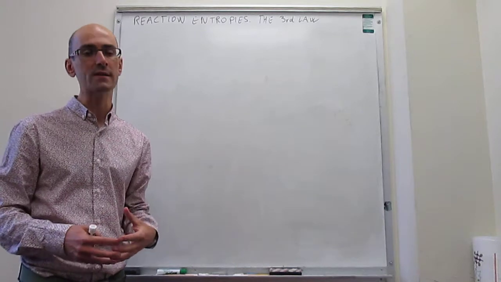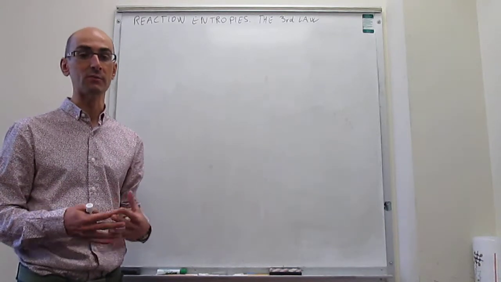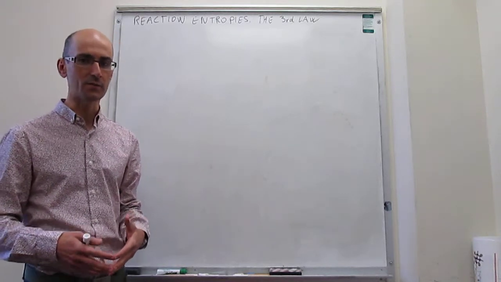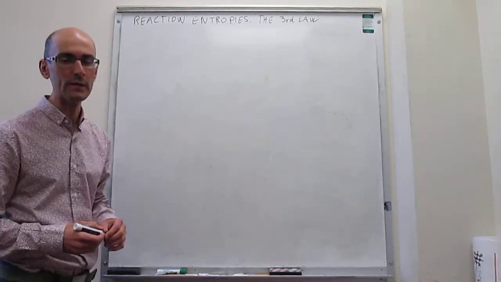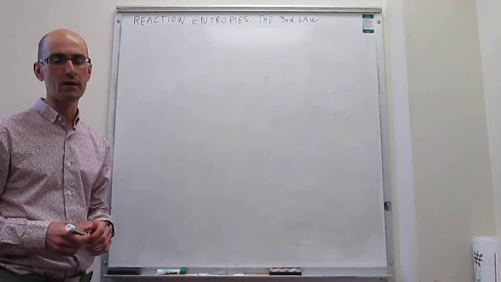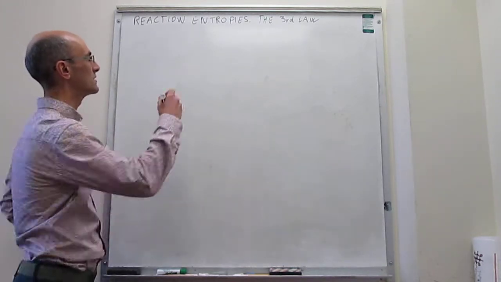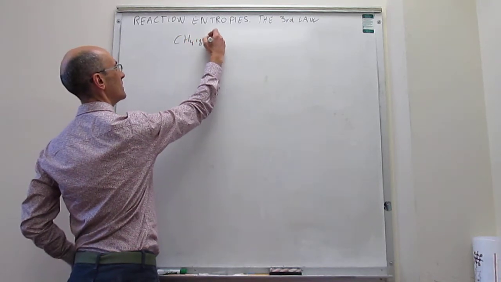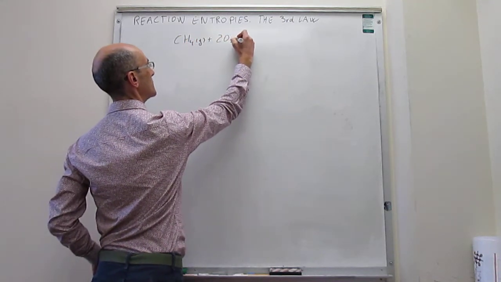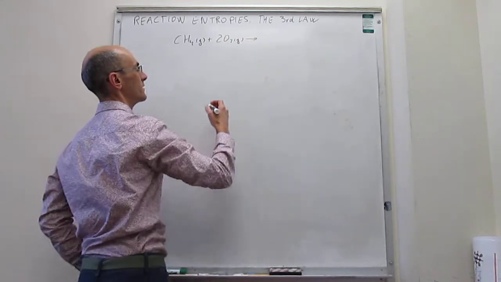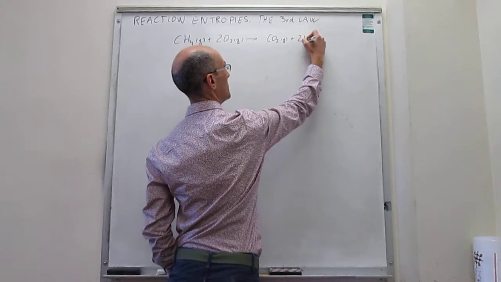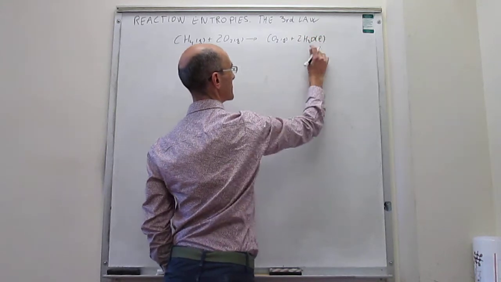We would like to predict whether a given chemical reaction is spontaneous or not, and that necessitates the calculation of the reaction entropies. Alright, so our reaction is going to be the combustion of methane at ambient conditions. Right, so at ambient conditions, methane is a gas, and we can burn it with oxygen, which is also a gas, to generate CO2, and then water, which under ambient conditions would be a liquid.